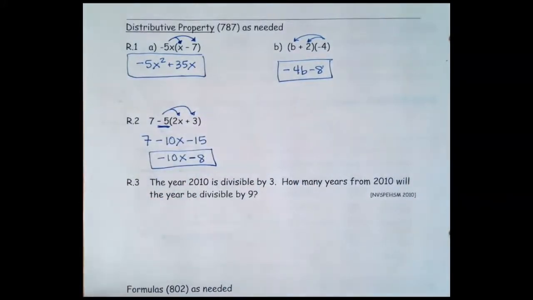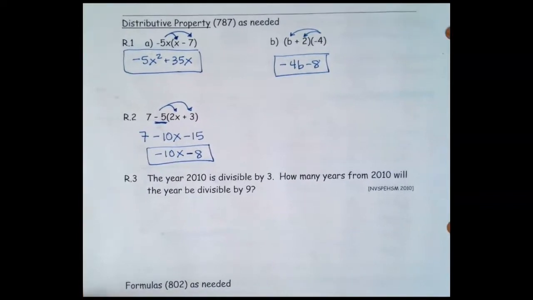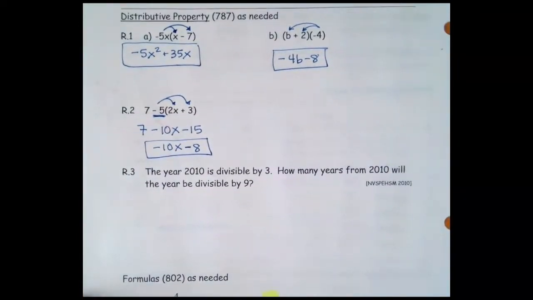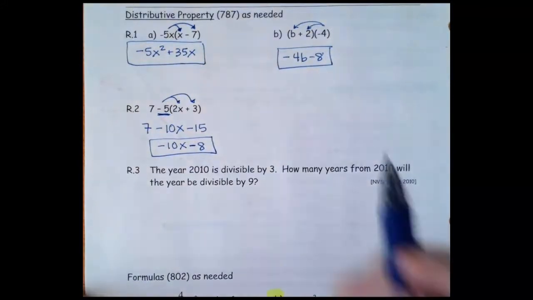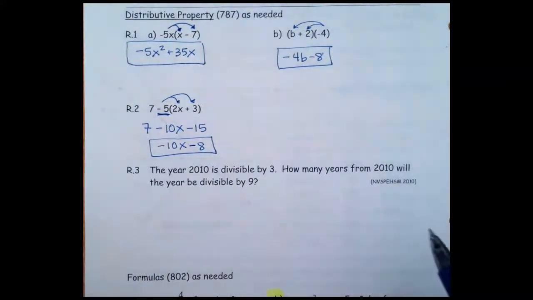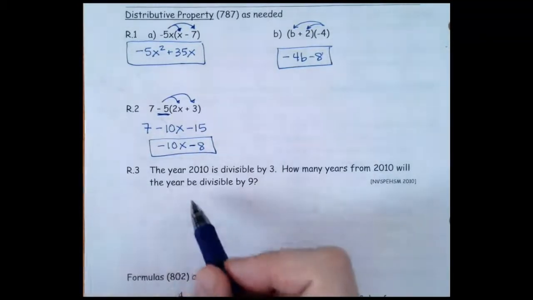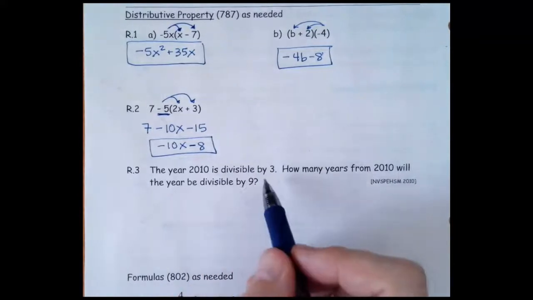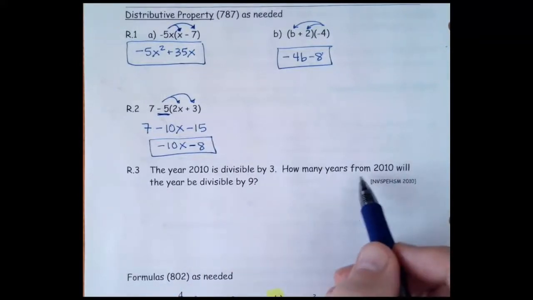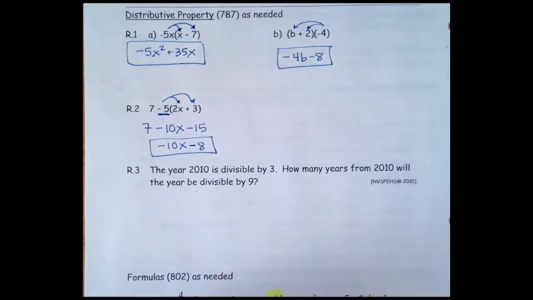Okay. This is off of an old high school test that students used to have to take to get a high school diploma. So the year 2010 is divisible by 3. How many years from 2010 will the year be divisible by 9?